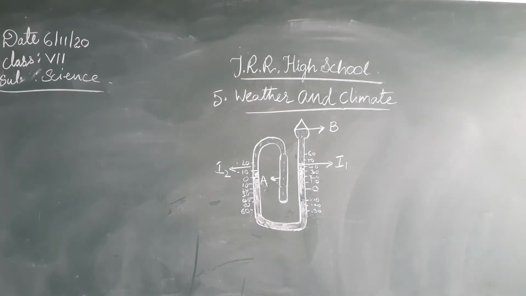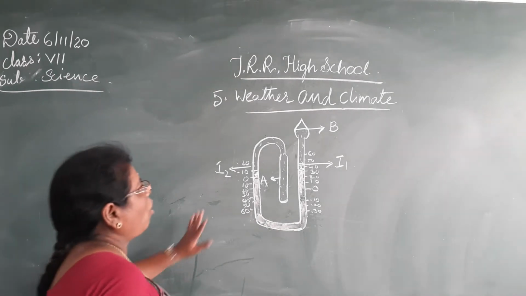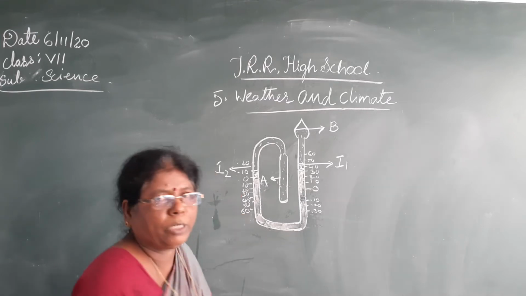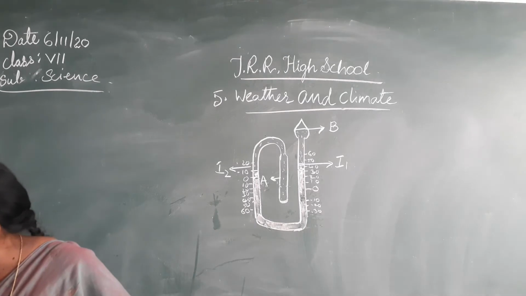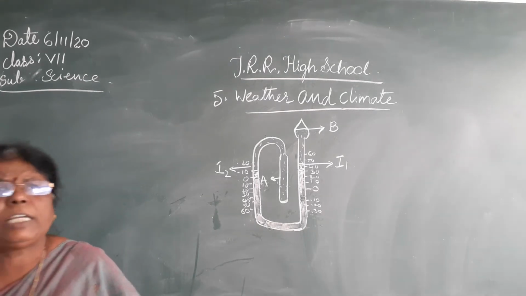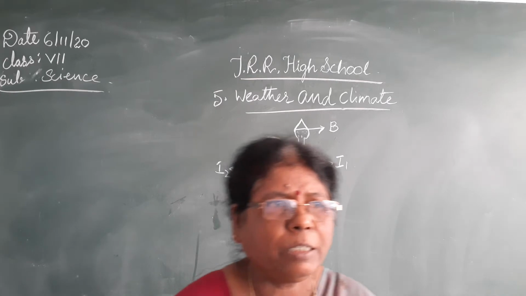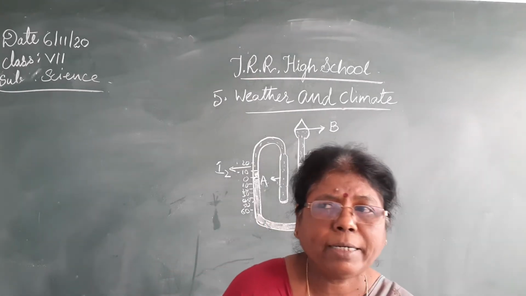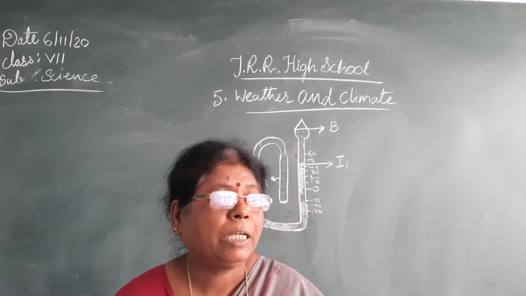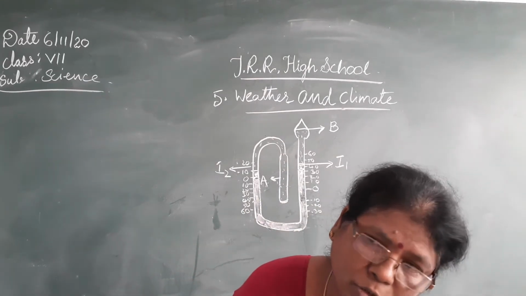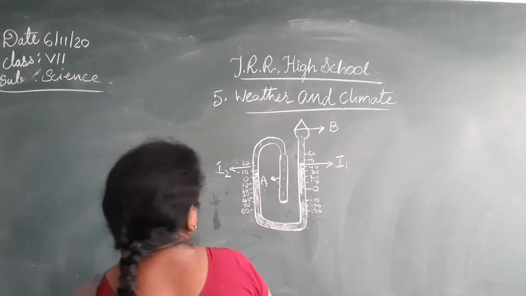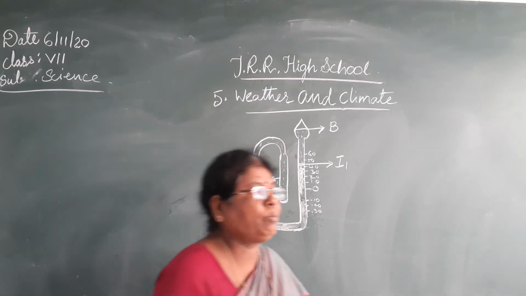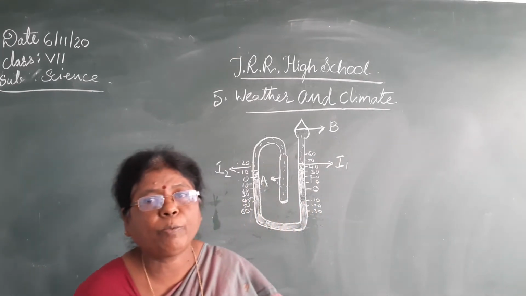Now here we will learn about measuring the temperature of a place. How to measure the temperature of a place? The weather of a place changes every day, isn't it? Morning and evenings it will be cool, again daytime will be hot, and night time will be cool. So we measure the highest and lowest temperature, maximum and minimum temperature, of a place.